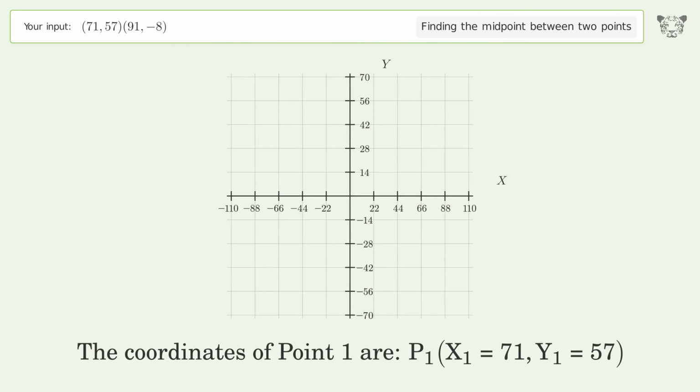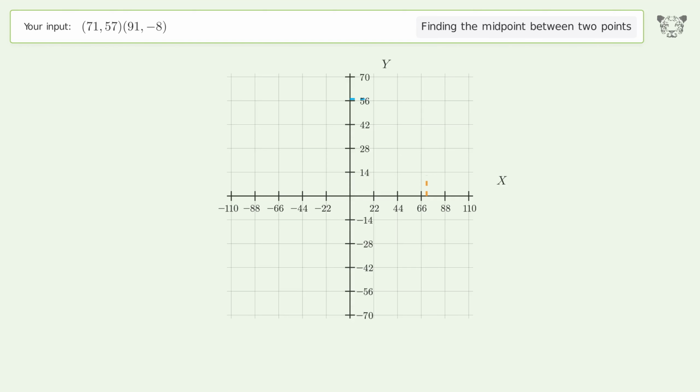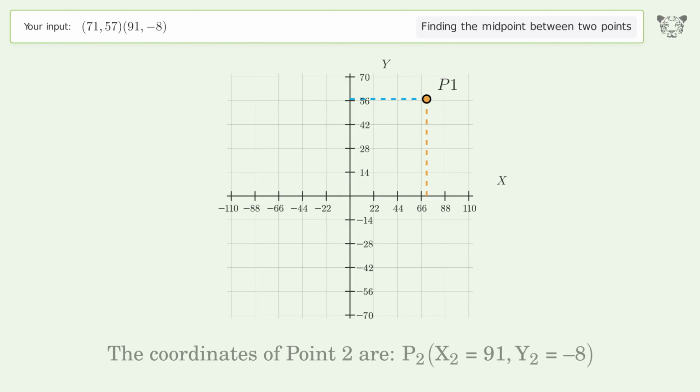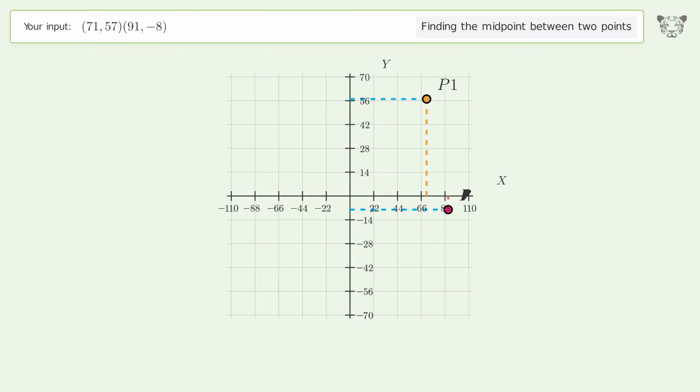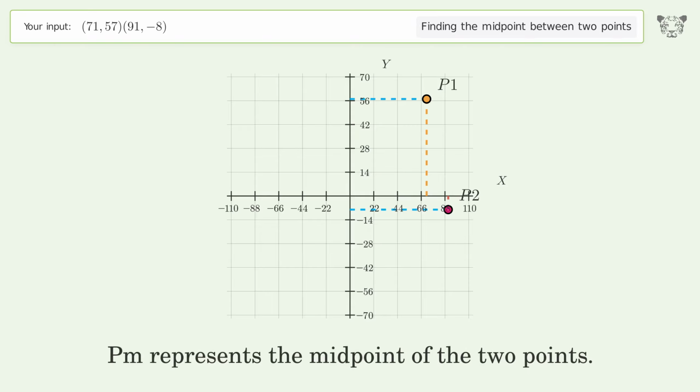The coordinates of point 1 are x1 equals 71, y1 equals 57. The coordinates of point 2 are x2 equals 91, y2 equals -8. PM represents the midpoint of the 2 points.